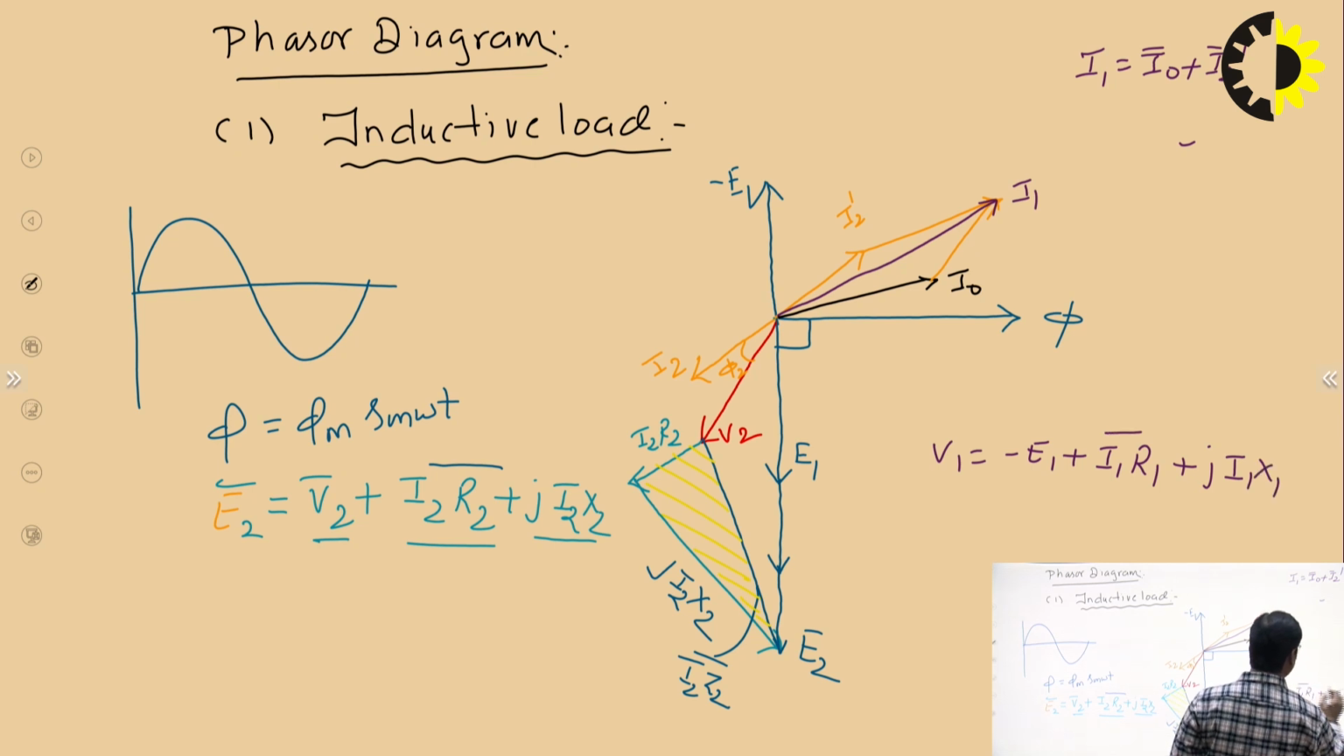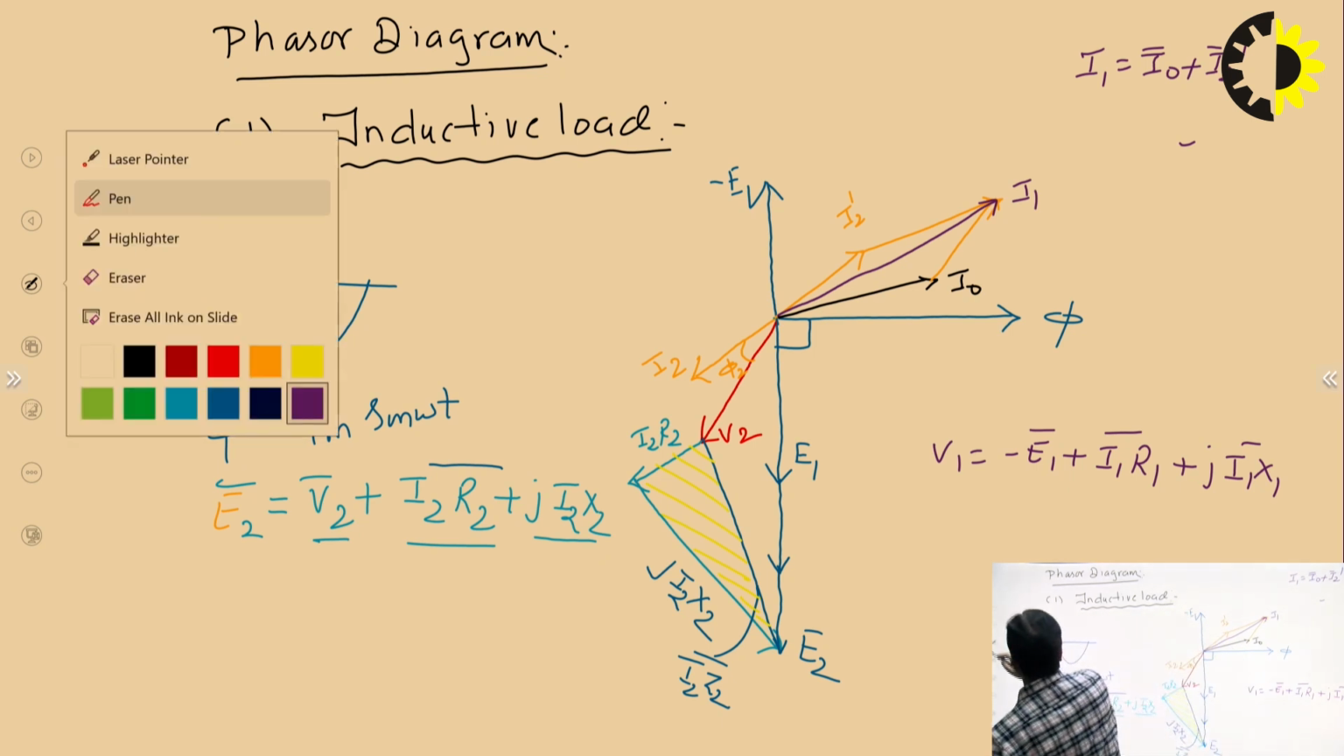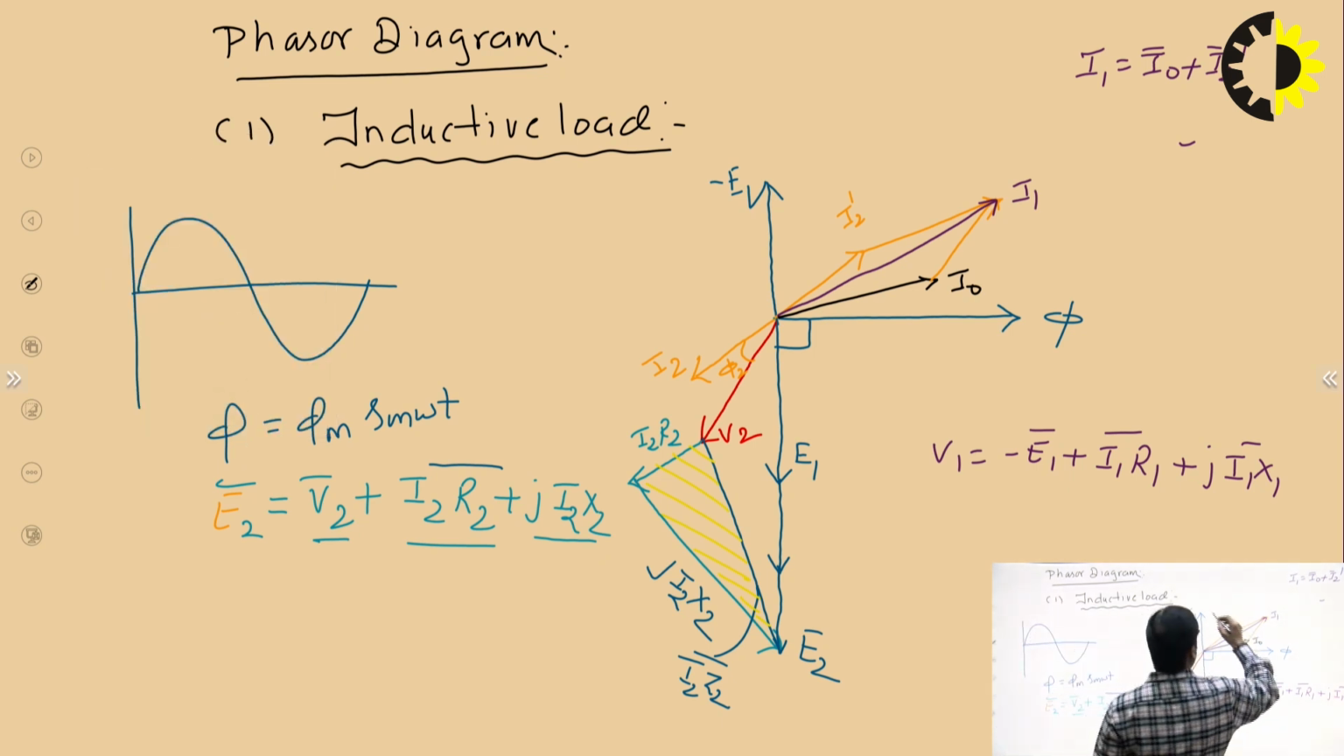So all these are phasors. So V1 should be equal to minus E1 plus I1 R1. That vector is in phase with this current I1. That drop is a voltage drop, so it should be in phase with this current. So we can draw it like this. This is I1 R1.